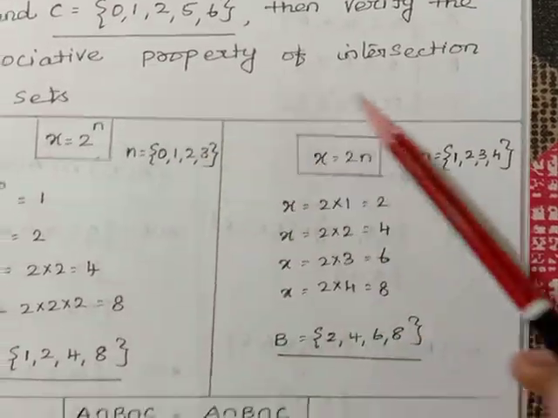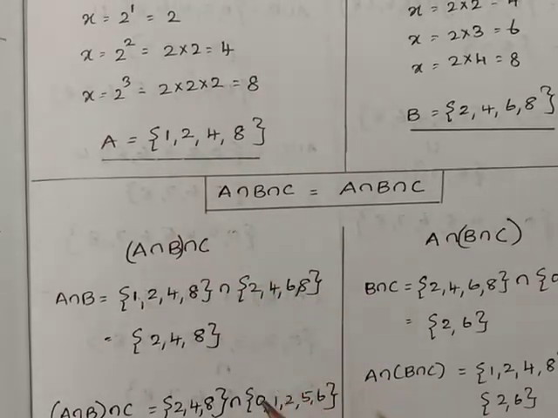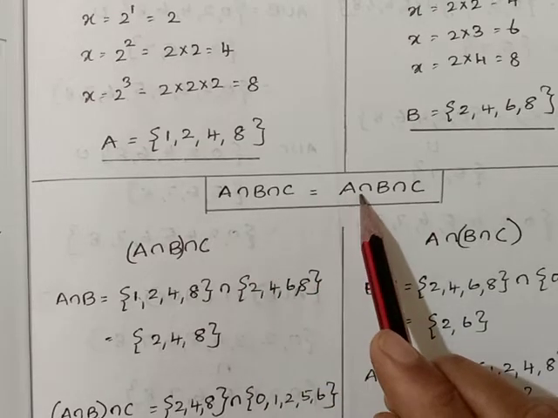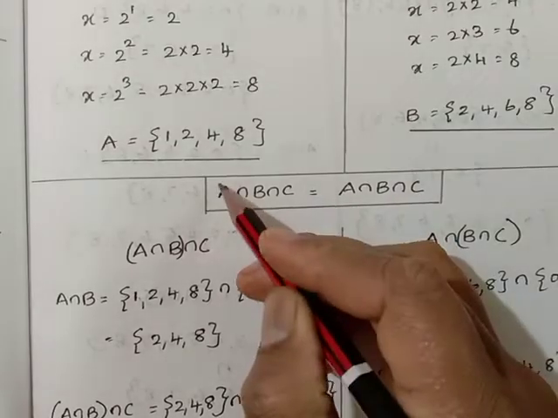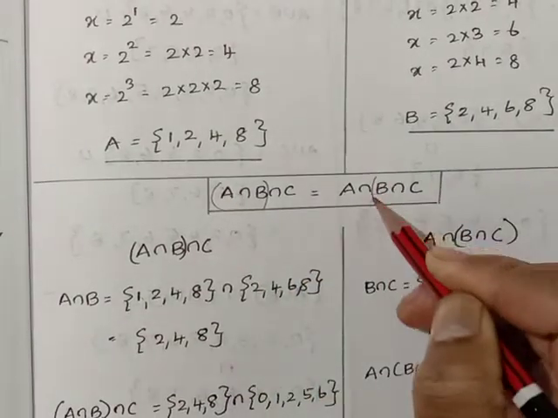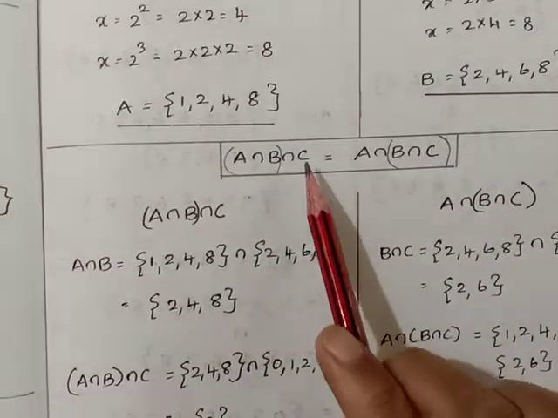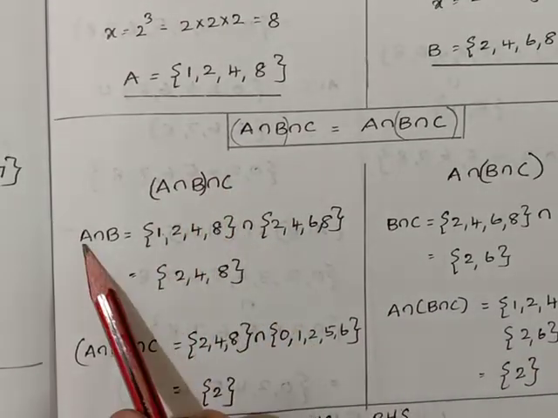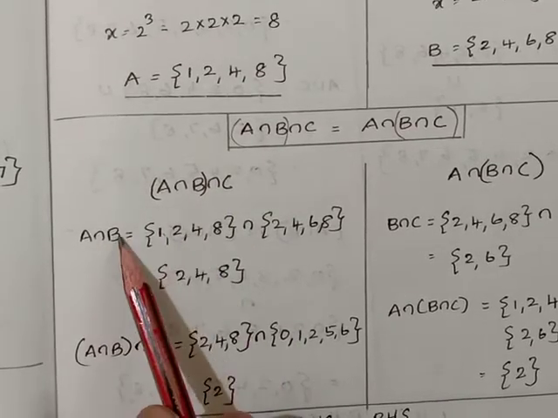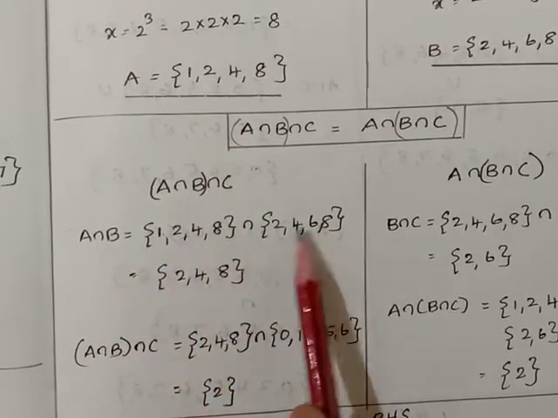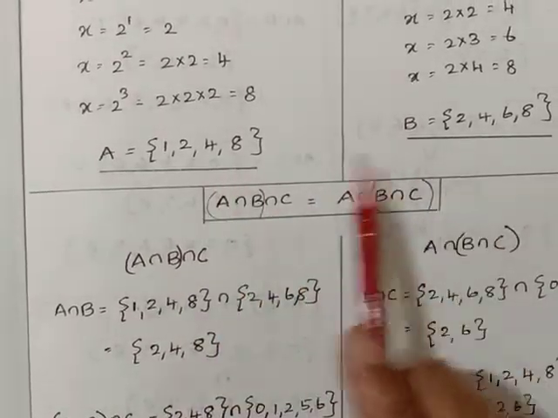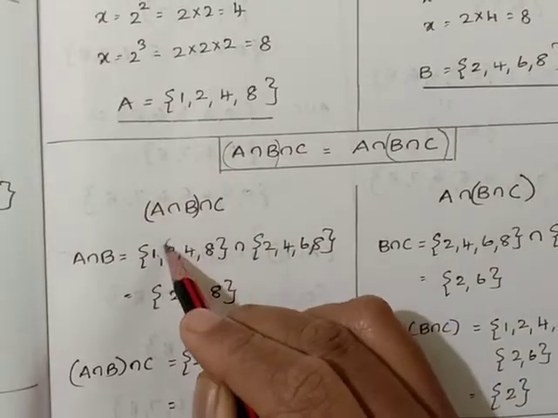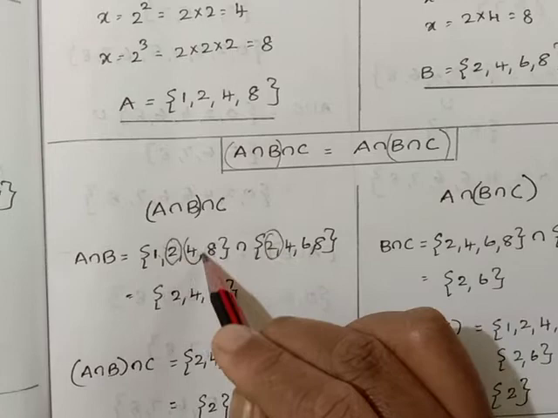Now we'll prove the associative property of intersection. The associative property of intersection formula is (A ∩ B) ∩ C = A ∩ (B ∩ C). So the first two terms in a bracket on the left, the last two terms in a bracket on the right. First we'll prove the left hand side. In the left hand side, first we'll solve inside the brackets, A ∩ B. Since A is given first, I've written the value of A, then I've written the value of B. The relationship between them is intersection, which means the common elements. We'll circle those common elements.